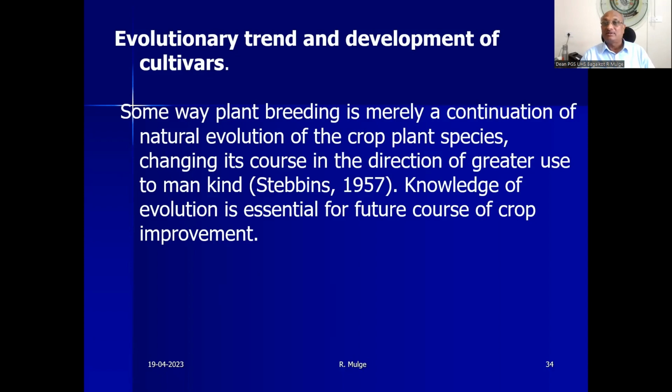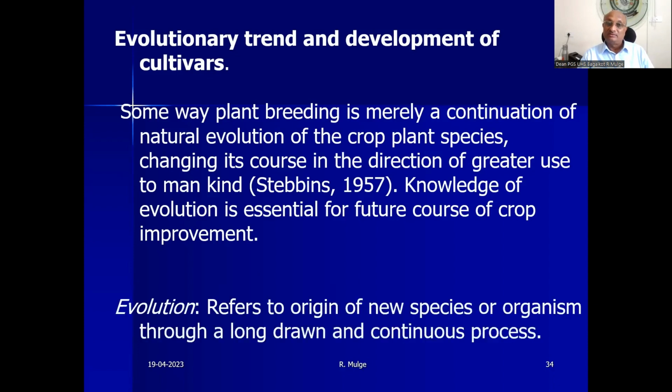You should not simply get straight into crop improvement. You should know the entire history of it, how that crop plant species has evolved. Evolution is important for the plant breeder to know. Then only can one be a successful plant breeder. They will be efficient in developing varieties. Evolution refers to the origin of new species or organisms through a long, drawn-out and continuous process.